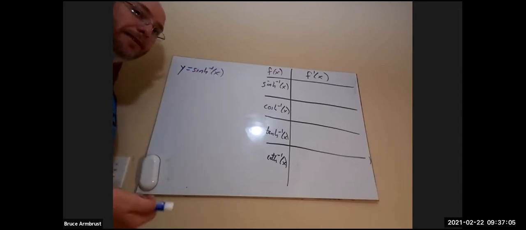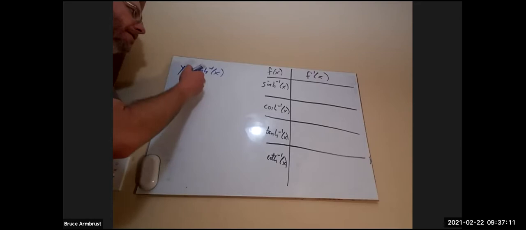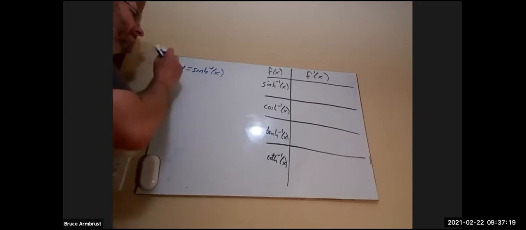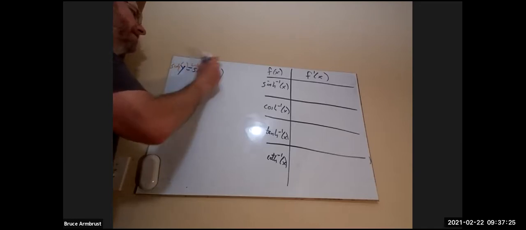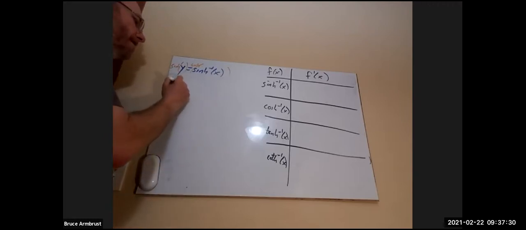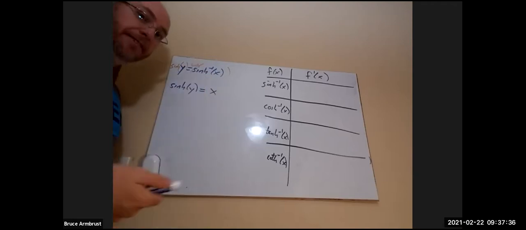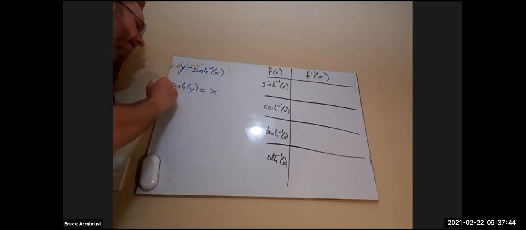Okay, so we got this guy. Now, what I'm going to want to do is differentiate it. But I'm going to do something first. I'm going to take sinh of both sides. So I'm just going to do sinh of that side and sinh of this side. So I've got sinh of y equals x, because sinh and inverse sinh cancel.